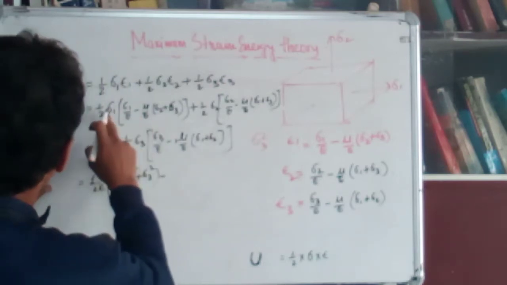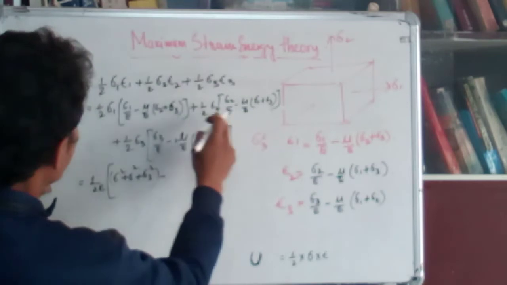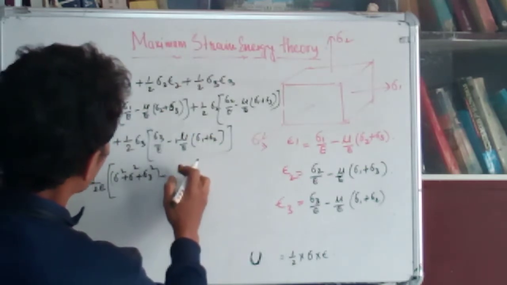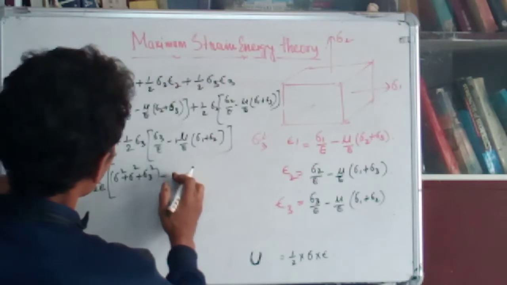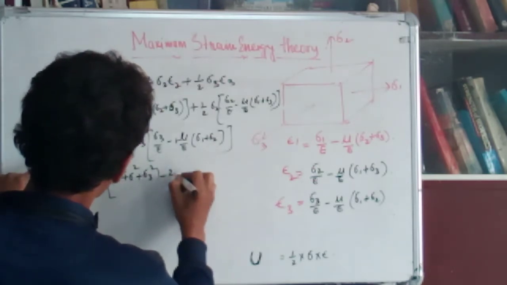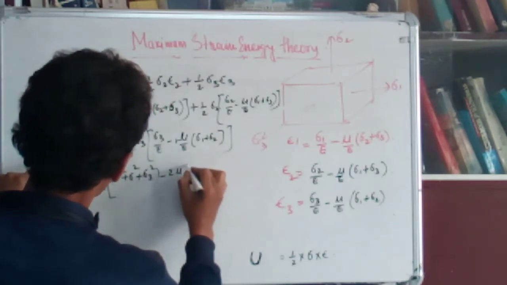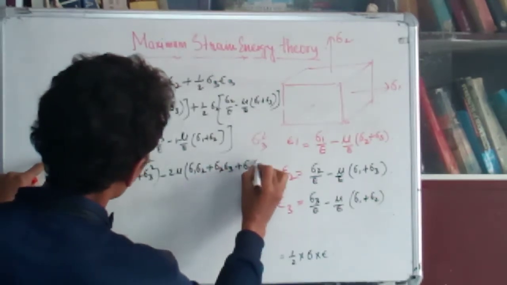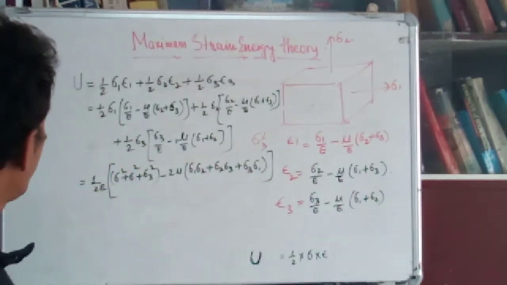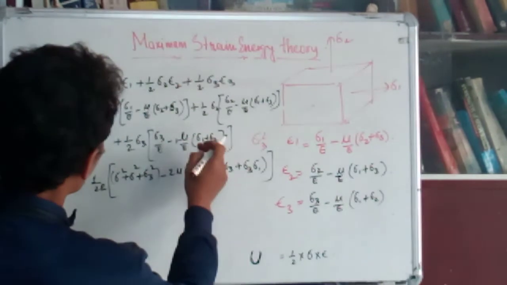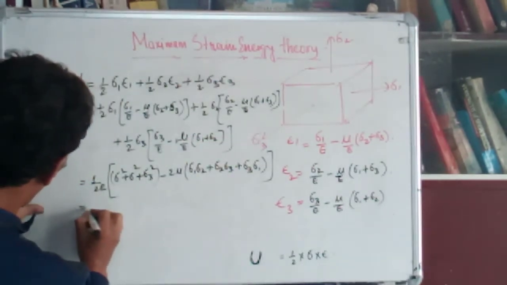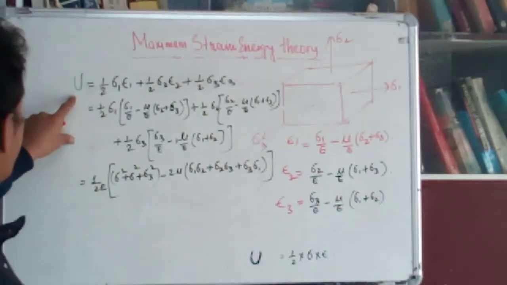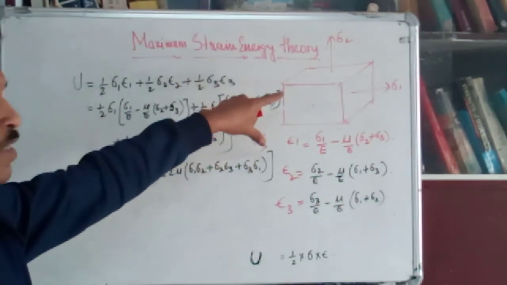Minus. So you can see sigma 1 sigma 2, sigma 1 sigma 3, here sigma 2 sigma 1, sigma 2 sigma 3. So in each case, 2 sigma 1 sigma 2, 2 sigma 2 sigma 3, 2 sigma 1 sigma 3 will be there. So you can take common 2 mu, sigma 1 sigma 2 plus sigma 2 sigma 3 plus sigma 3 sigma 1. Okay. So mu common, along with that you can also take common 2. So that will be the strain energy per unit volume if a component is subjected to a three dimensional system. Okay.